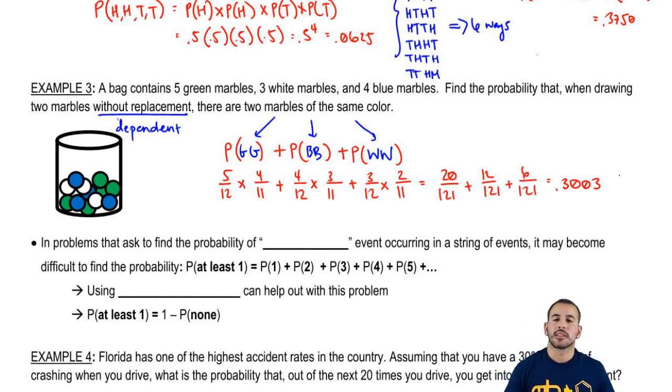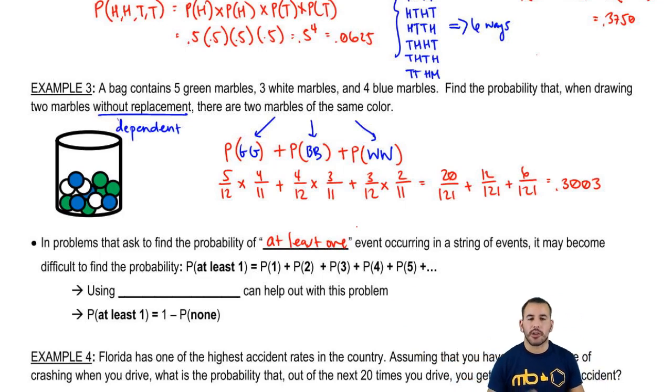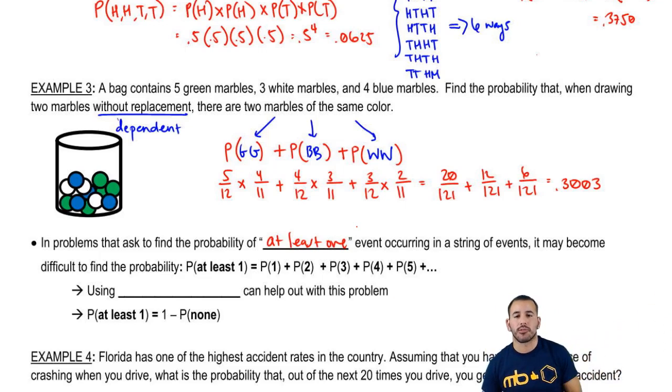Cool? Next, so in problems that ask you to find the probability of at least one event occurring in a string of events, it may become difficult to find that particular probability, because if you're saying, for example, the probability of flipping at least one head, right? That's a simple example. We basically have to say, what's the probability of flipping one head? Because we want at least one, so we want to know one head and more, right? Up to however many times we want to flip this coin.